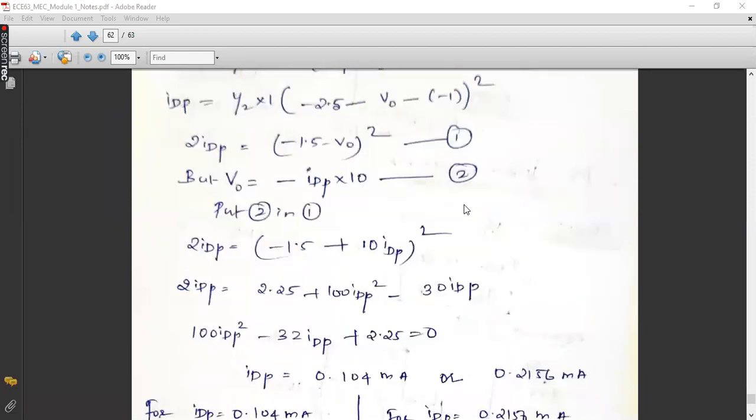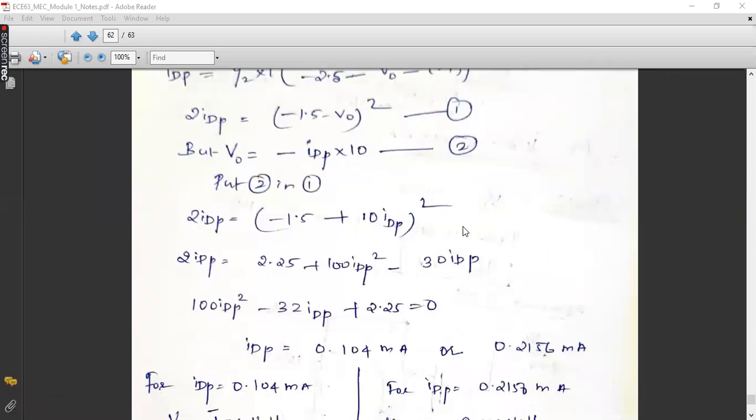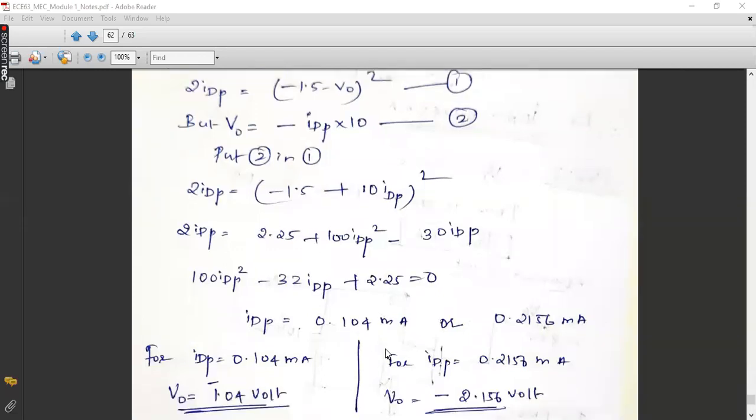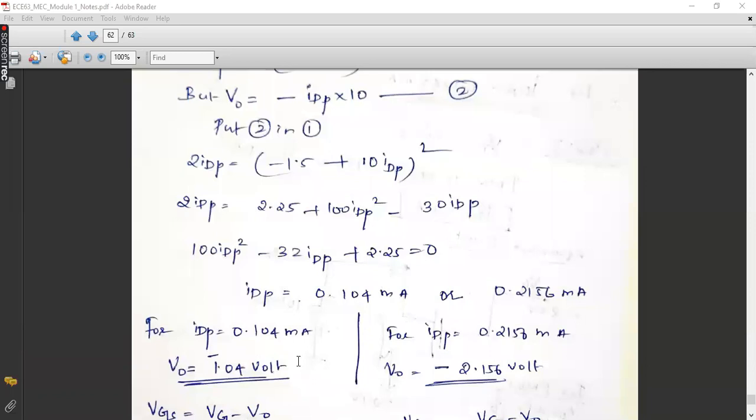We have two answers. Yes, one is 0.2156 and another one is 0.104. Very good. Milliampere. Please note your answer is in milliampere because you have not performed any conversion either for resistance nor for the current. Okay, we have kept as such. The unit conversion has not taken place, so your answers will be in milliampere. Based upon this, we will compute our V naught.